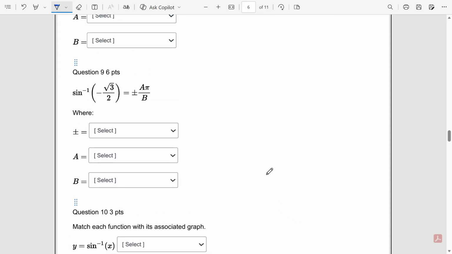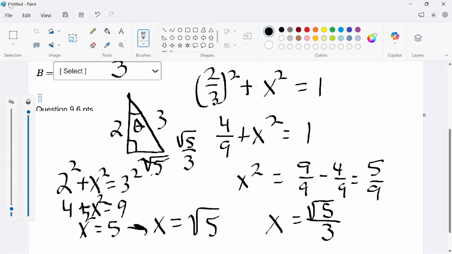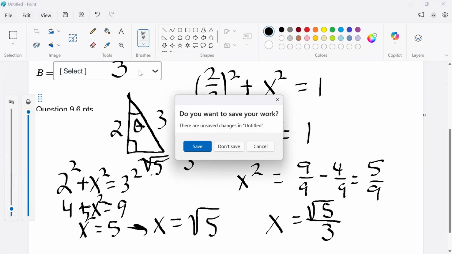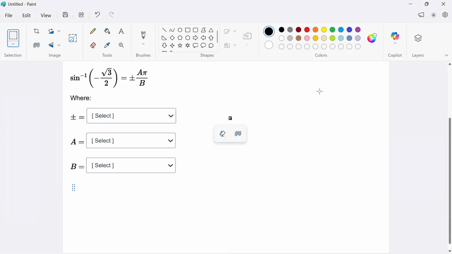Question 9. This one has a little bit of a trick to it. Just a little bit. This one I can do on the unit circle. So sine is negative square root of 3 over 2. So what quadrant am I in?